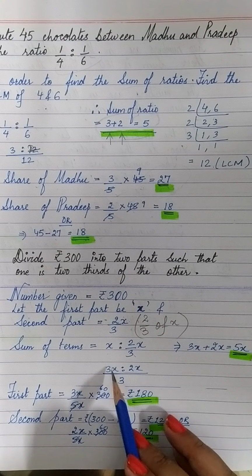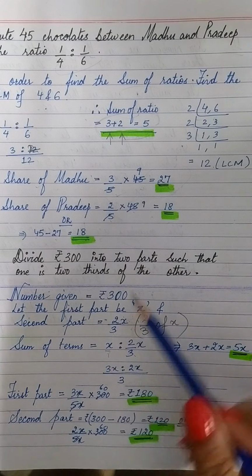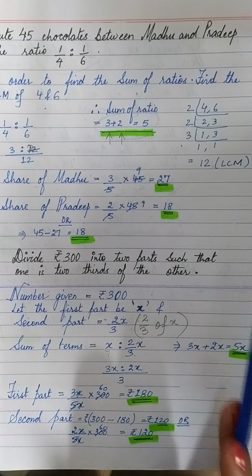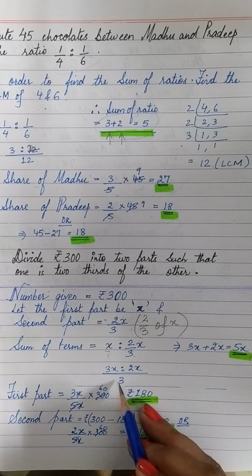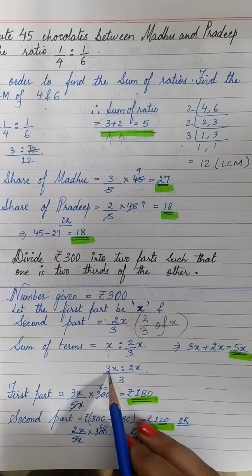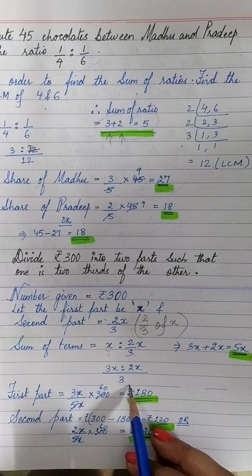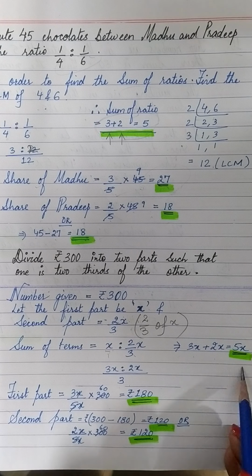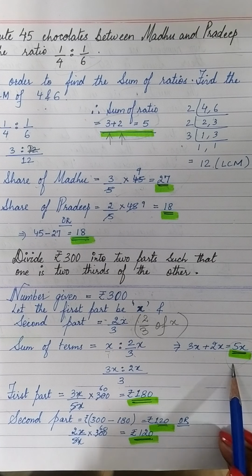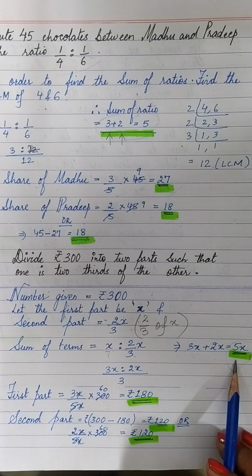How did we get 3x and 2x? We have again equalized the denominator, like we did in this question. Same way, the denominator LCM is 3. So 3x is to 2x, right? So 3x plus 2x will give us 5x. So the sum of the ratio is 5x.